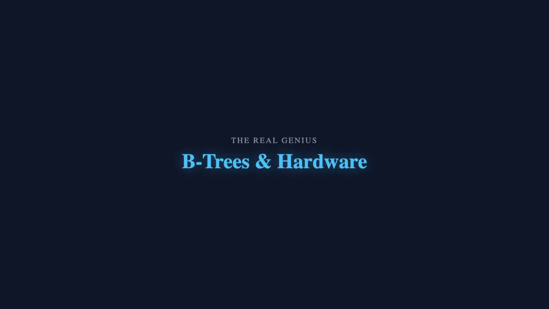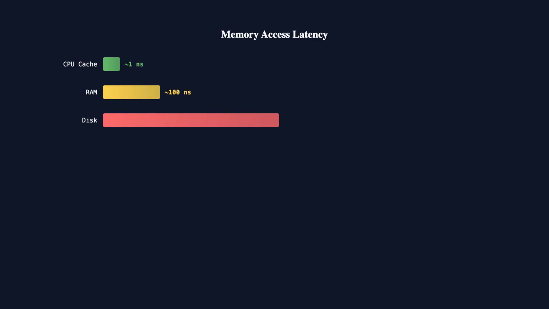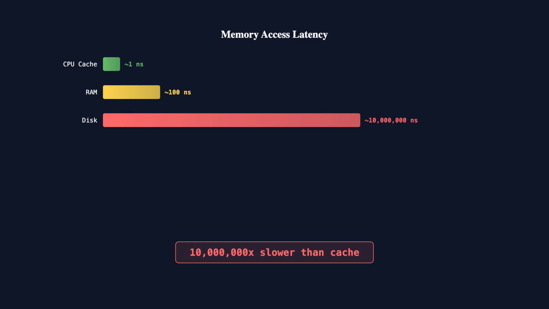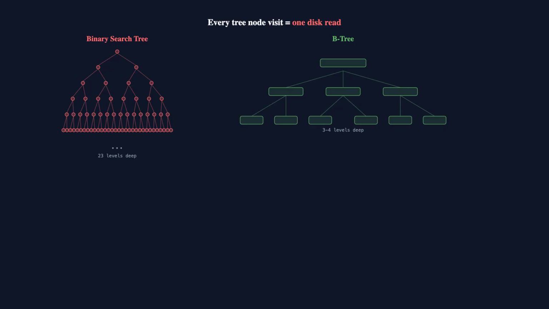Here's the real genius of B trees, and it has nothing to do with algorithms. It's about hardware. A CPU cache access takes about 1 nanosecond. Reading from RAM takes about 100 nanoseconds, but reading from a disk, 10 million nanoseconds. Disk access is literally 10 million times slower than the cache. Now, every time we visit a tree node, that's 1 disk read. A binary search tree with 10 million keys has about 23 levels, 23 disk reads.